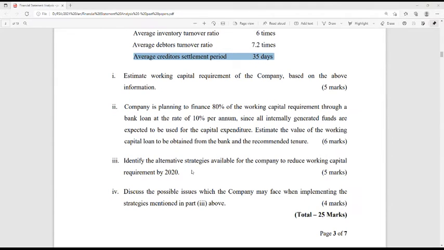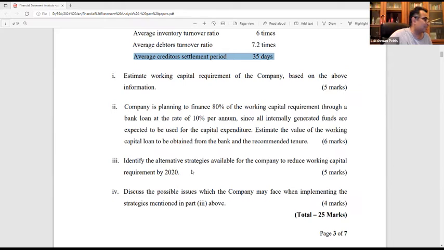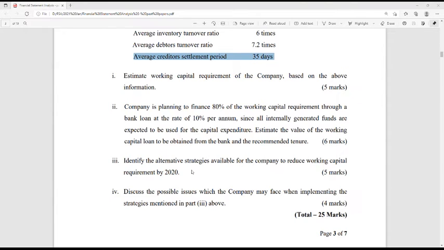Extend the debtor period. Sorry, the other way around. Extend the creditors period, reduce debtors, and reduce inventories. Yeah, but again, for this kind of question, this is the target outcome that you are going to get, but it is better to specify strategies: how you are going to reduce debtors, how you are going to reduce inventories, or how you are going to increase your creditors. What are the possible strategies to reduce debtors?